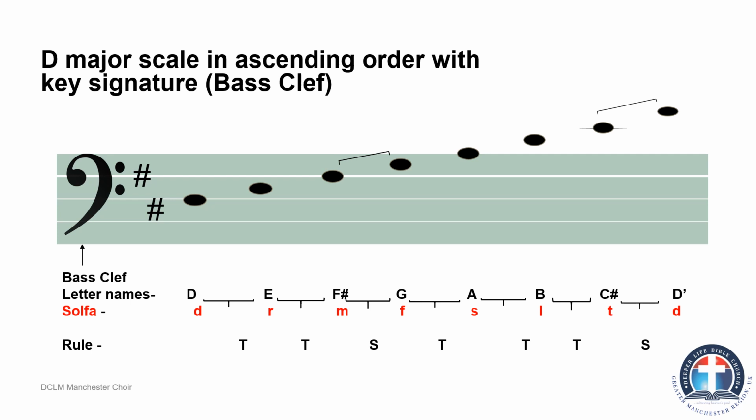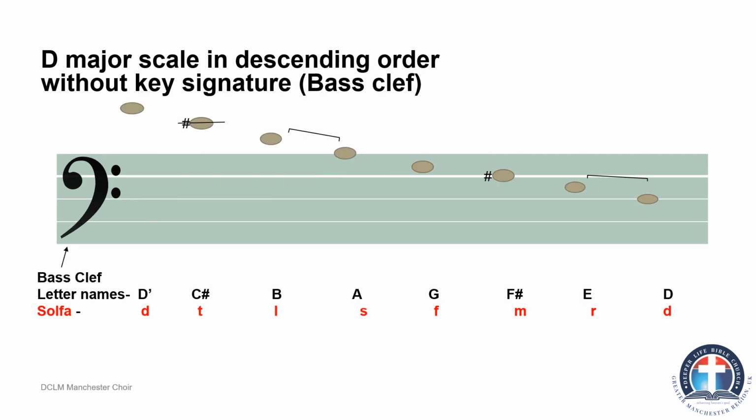So this is how to construct the D major scale in ascending order with key signature on the bass clef. So in ascending order, it follows the rule of tone, tone, semitone, tone, tone, tone, semitone. We'll see another example on the next slide.